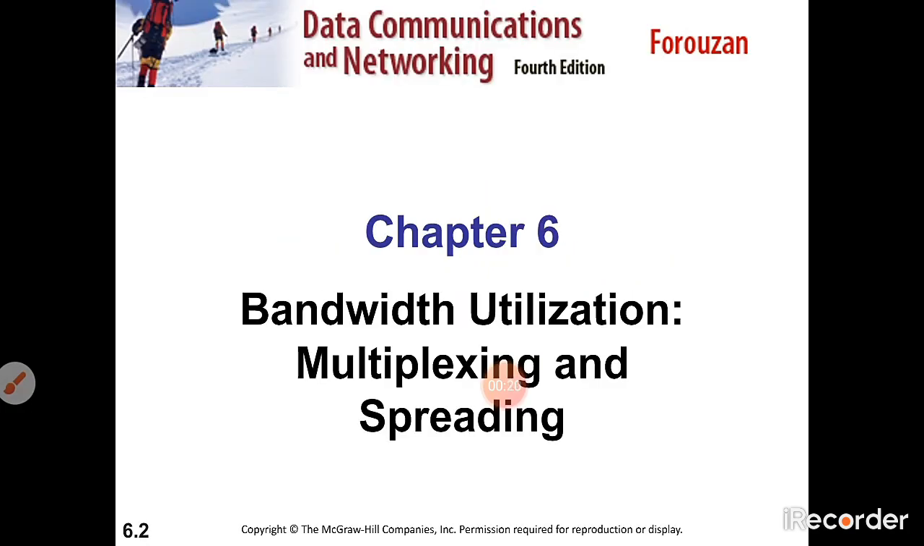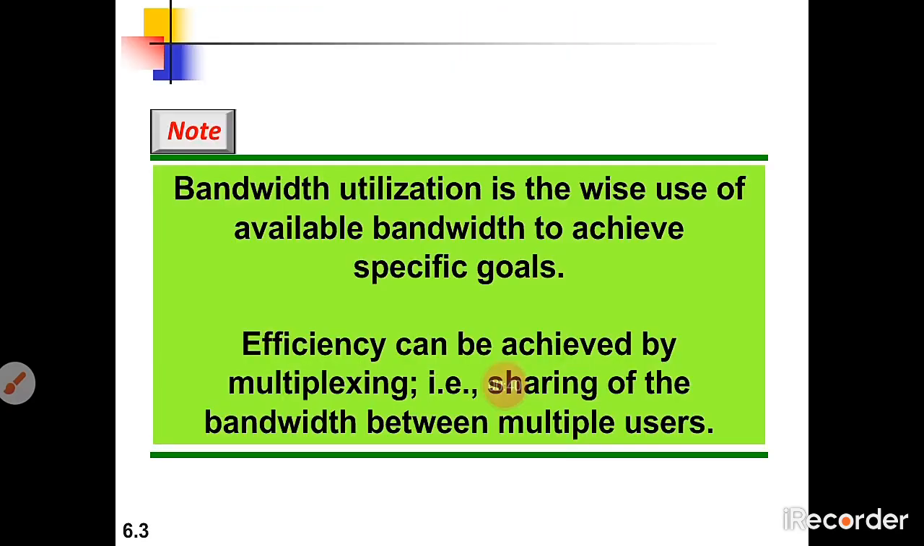In bandwidth utilization there are two techniques we use to efficiently use the bandwidth. The first one is multiplexing and the second one is the spreading technique. Before going to multiplexing and spreading, we need to know what bandwidth utilization is. Bandwidth utilization is the wise use of available bandwidth to achieve specific goals.